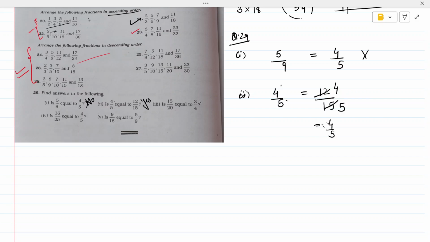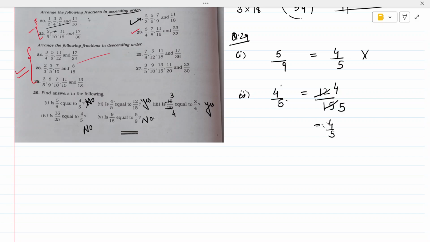Next, 15 by 20 and 3 by 4. Let's try to do it here only. 5 into 3 is 15. 5 into 4 is 20. So we are getting 3 by 4, which is equivalent to 3 by 4. So yes, they are equal. Now 16 and 25, they do not have any common factor. So the answer is no. And the last one, we have 9 by 16 and 5 by 9. Here also they do not have any common factor. So the answer is no.